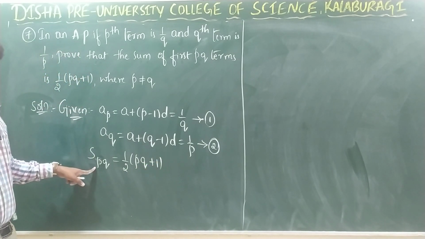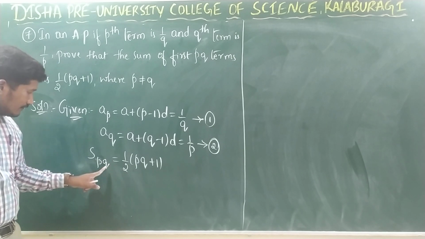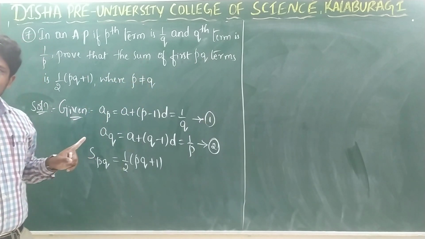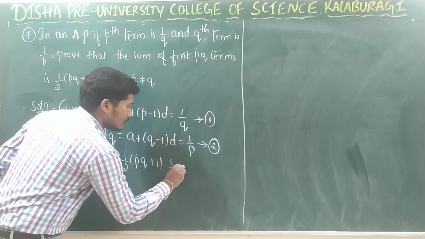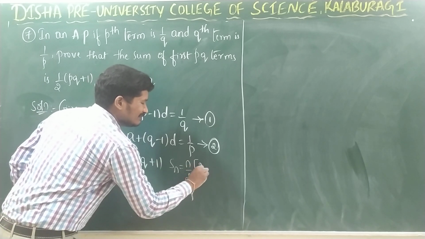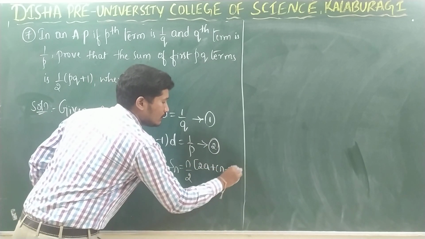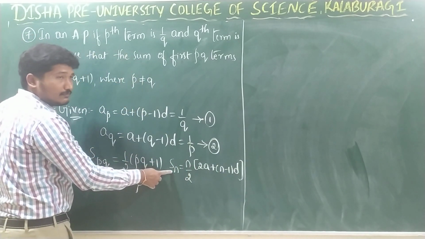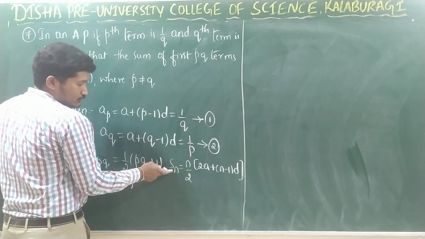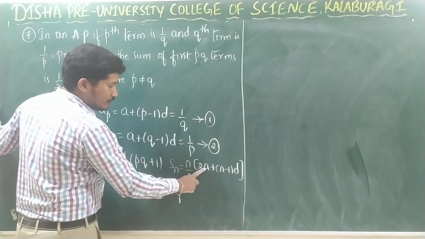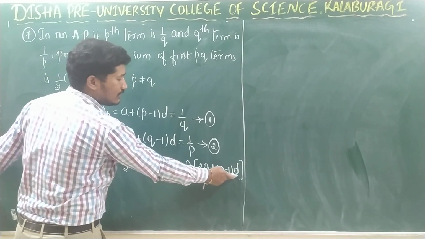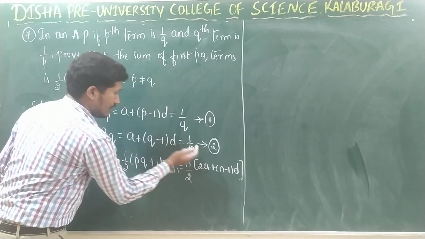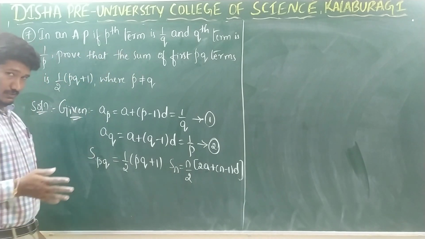Right? So how to prove that? See, in order to prove this, I have to use the formula of Sn. Right? In place of n, we have pq. That is Sn is equal to n by 2 into 2a plus n minus 1 into d. This is the formula we are going to use. Now see here. You know the value of n. What is that? pq. So to find Spq, we want the first term of the arithmetic progression as well as the common difference. So how to solve this? We will find the value of a and d by using these two equations.